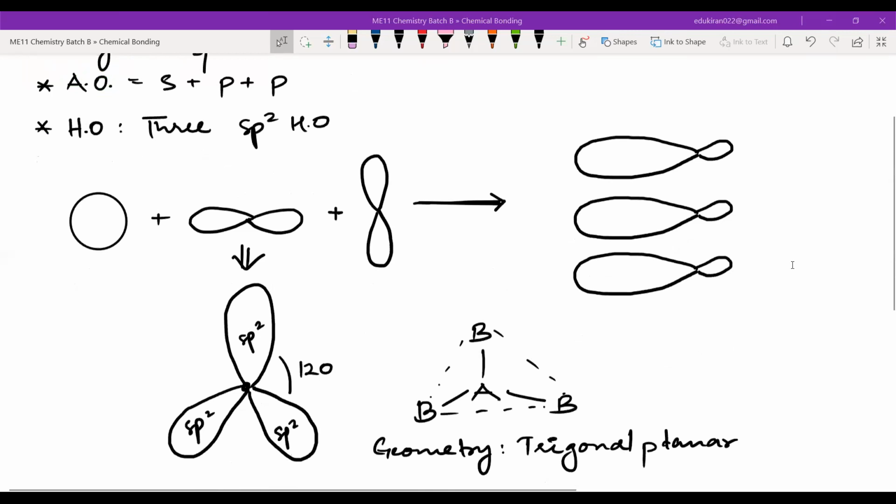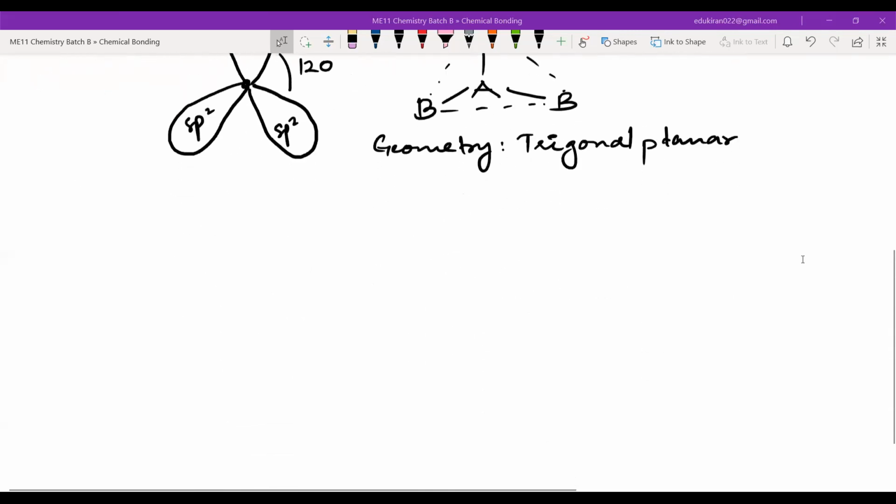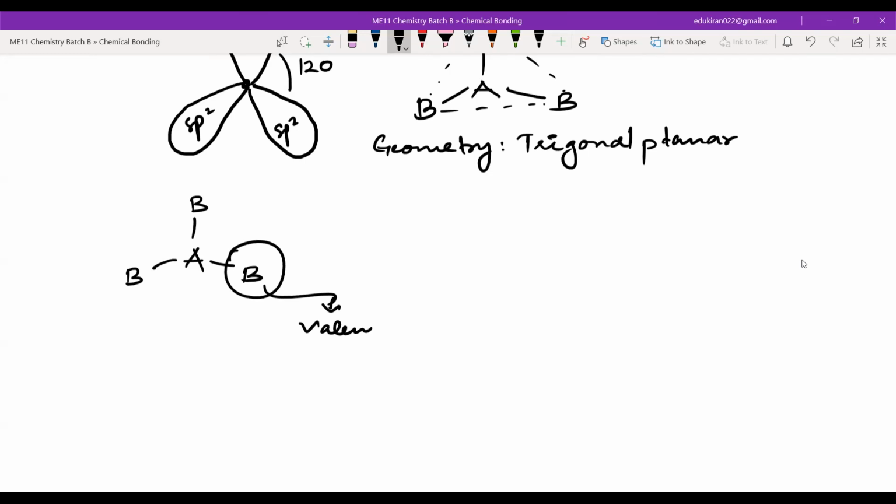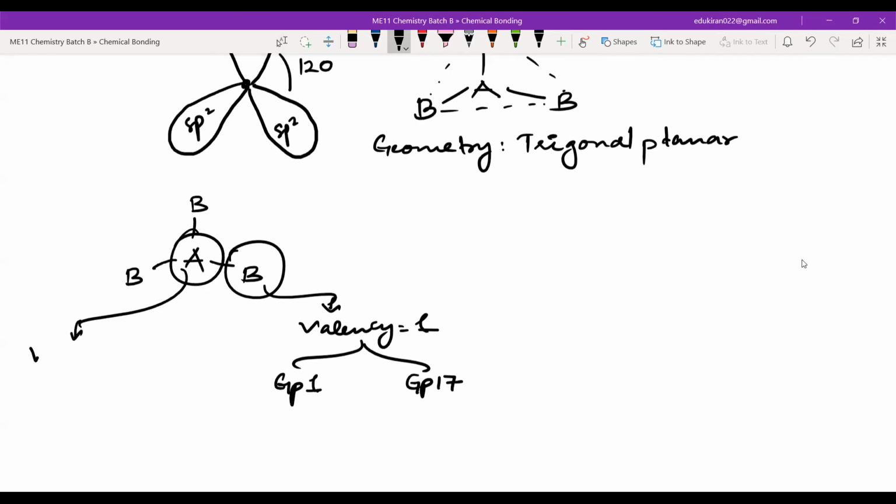Yes, sir. Okay. So now let us look at this particular example, that is AB3. We determine what will be A and what will be B, the potential candidates for A and B from the periodic table. So can you please tell me what can be B? B has the valency of 1. That means it can be either group 1 or group 17, correct? Now this A has the valency of 3.